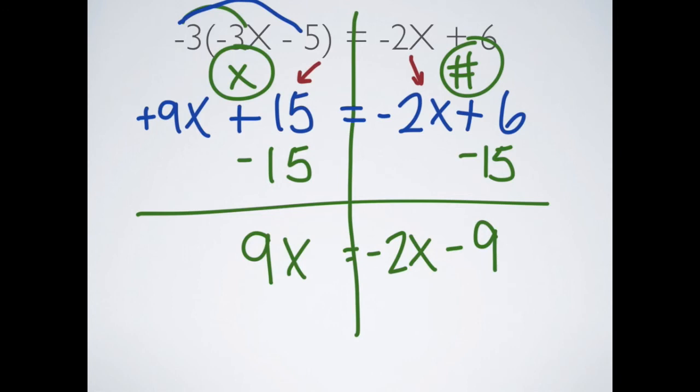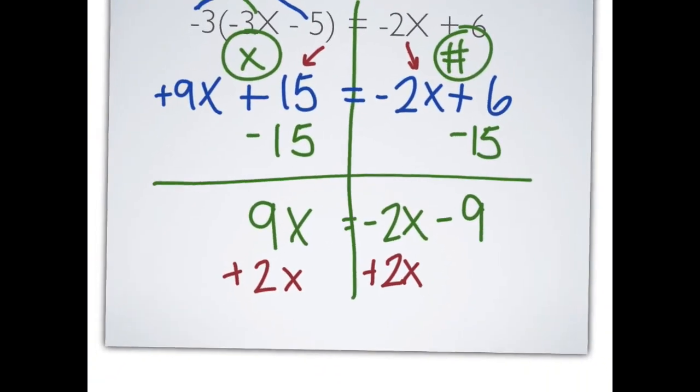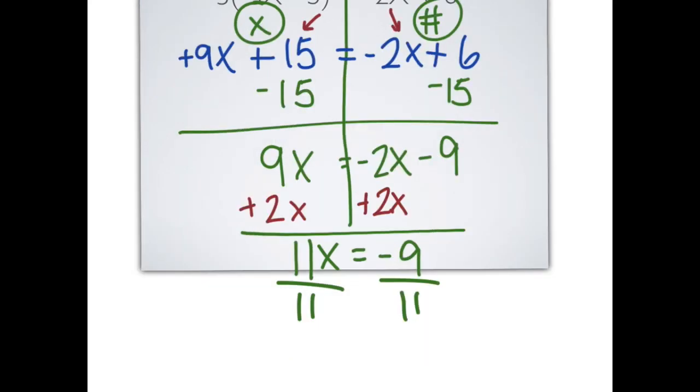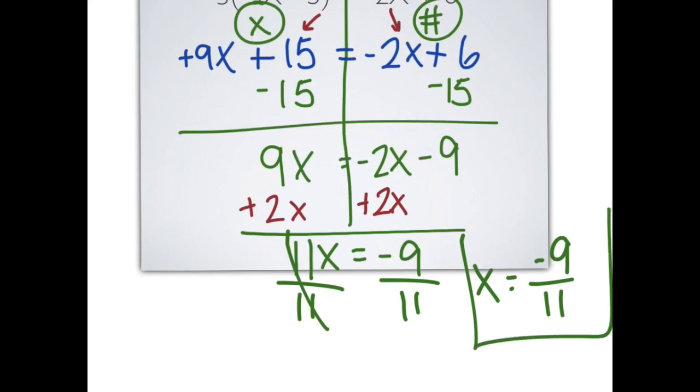Then I get rid of my 2x. Add 2x to both sides. We get 11x equals -9. Divide both sides by 11 to get rid of my BFF. And x equals -9/11. That's my answer.